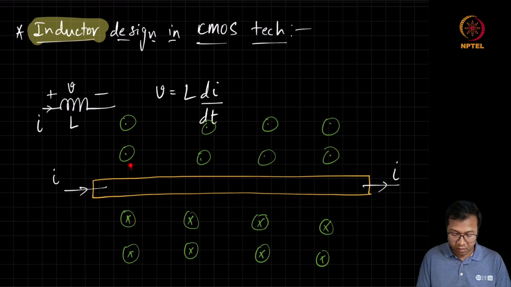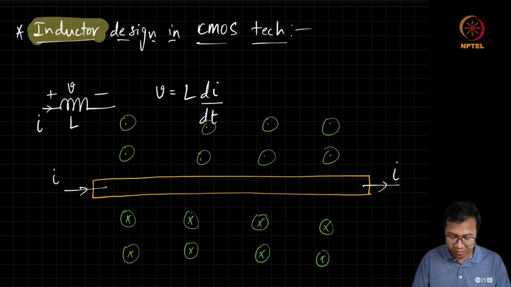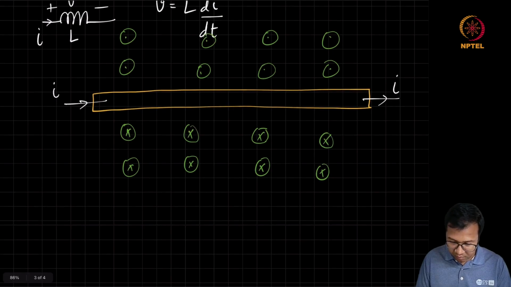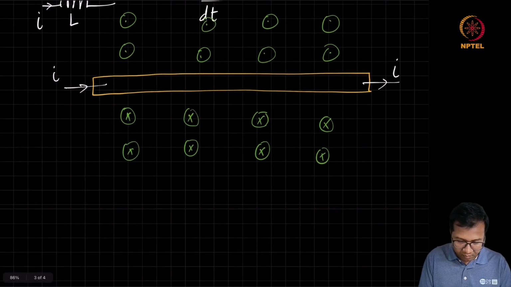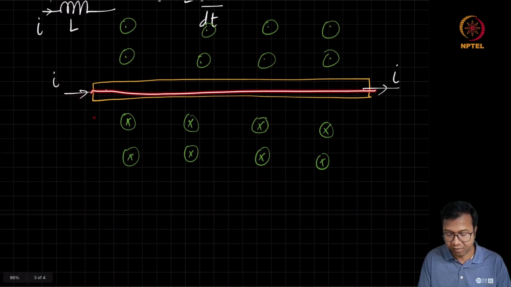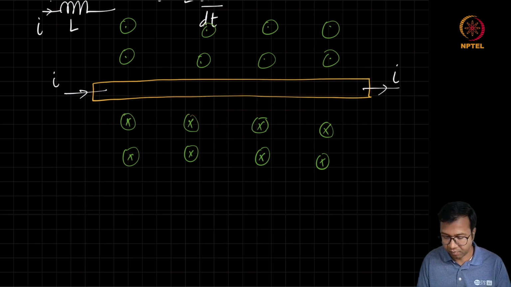We can now associate this magnetic field with this simple piece of metal. Every time this current is trying to change, there will be a voltage developed across it, and it is going to act like an inductor. So this is the simplest way we can realize an inductor on chip. And if you realize these inductors, you will find that the amount of inductance we are going to get will mainly depend on the length of this metal strip.